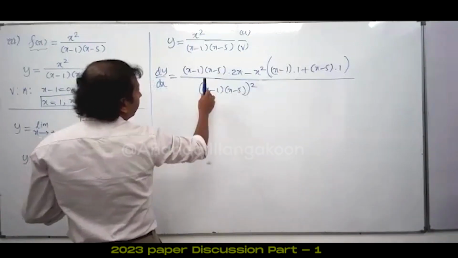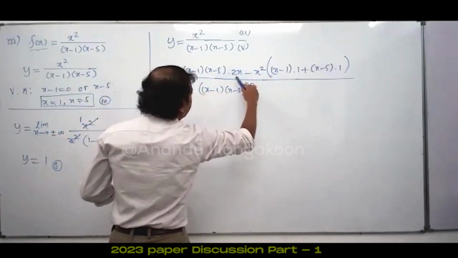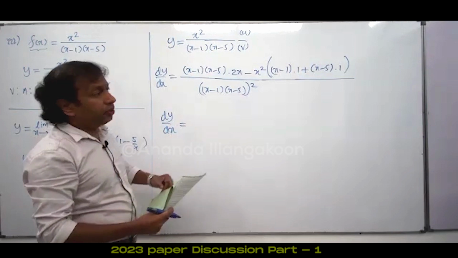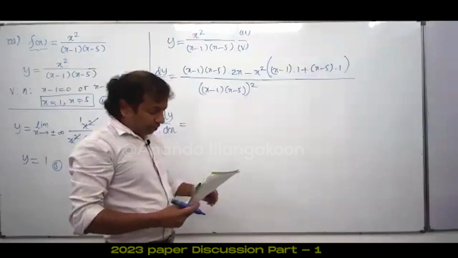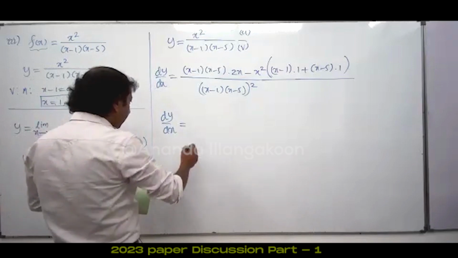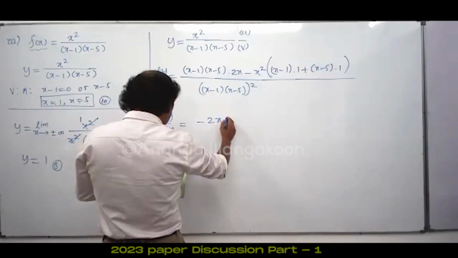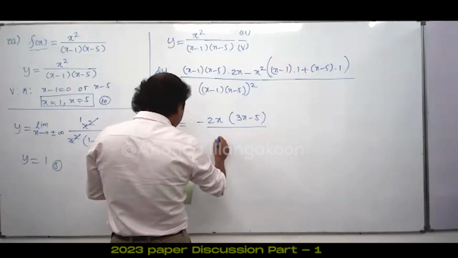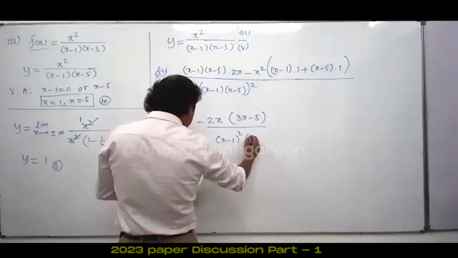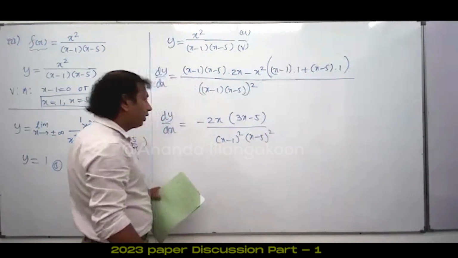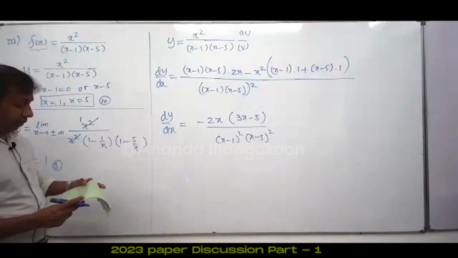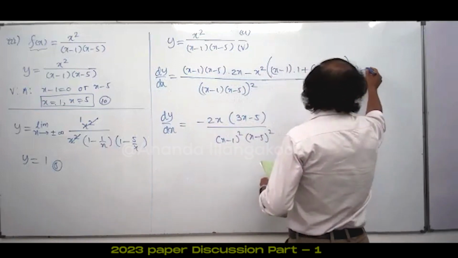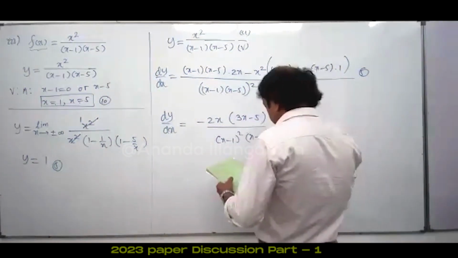Now, by simplifying this numerator, we can take the dy by dx. I leave the simplification part to you. Finally, we get dy by dx simplifying this way: minus 2x, 3x minus 5 within brackets, divided by (x minus 1) perfectly squared, (x minus 5) perfectly squared. So in this case, for the differentiation, you get this step 5 marks, this answer 5 marks.